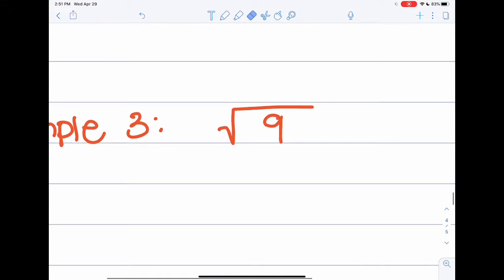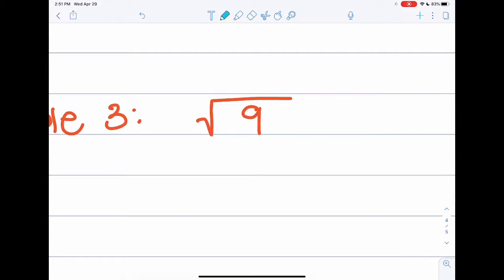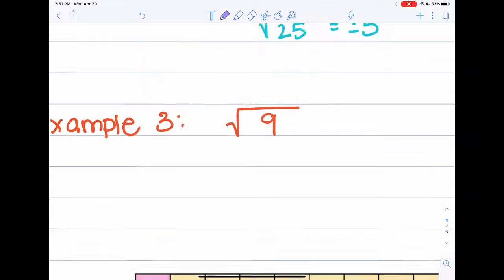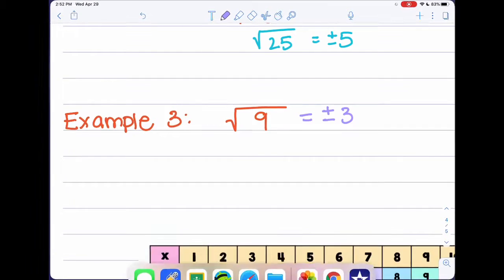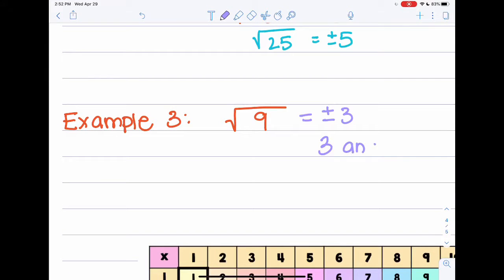Last example, example number 3. Pick a different color. What do you guys think? All right, I'm just going to give it to you. Hopefully you got both of these answers. Plus or minus 3, meaning +3 and -3.